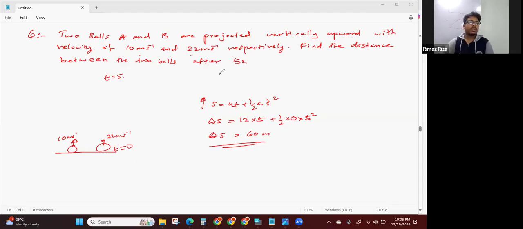Actually, to get the answer, I don't even need to write this, but to explain only I wrote. Because this is a very strong method that you can get the answer very fast. But keep in mind, you can apply this if the time interval for both objects is the same. Both objects are projected from the same instant.